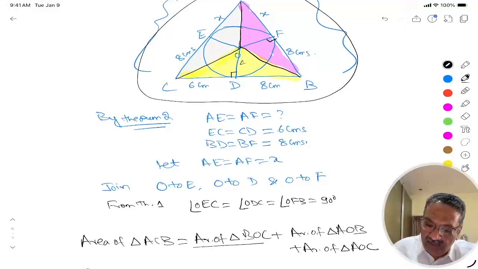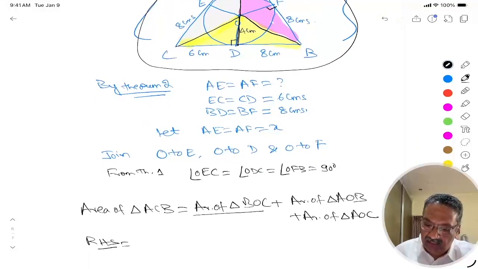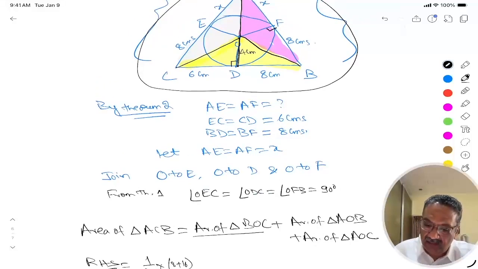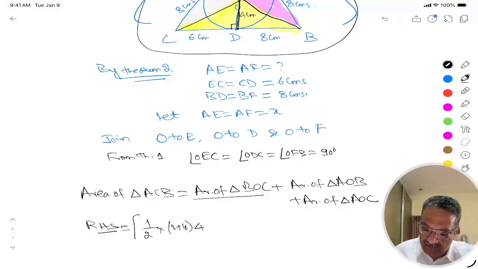Let us take RHS. In RHS, what is area of triangle BOC? In BOC, OD is 4 centimeter. This is 90 degree. Correct? So we have half of base into height. Half of base is how much? 8 plus 6, that is 14 centimeters, into height 4. This is area of triangle BOC.